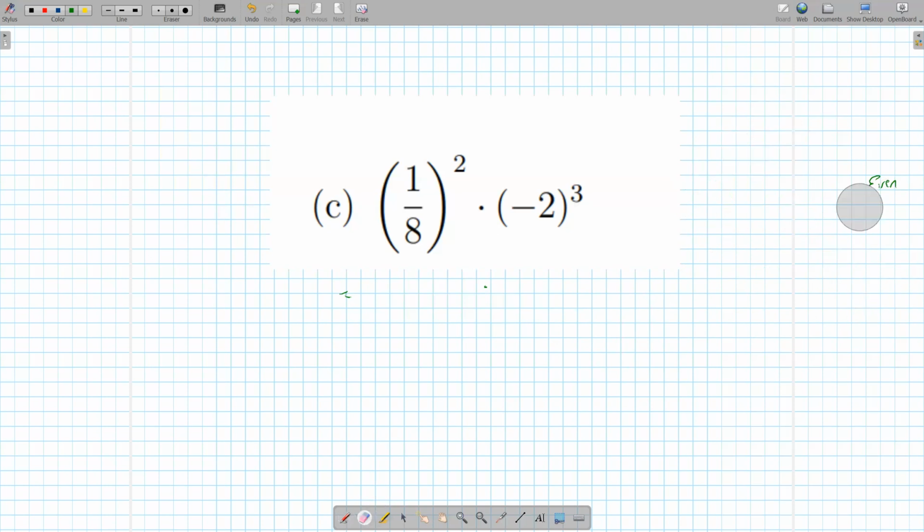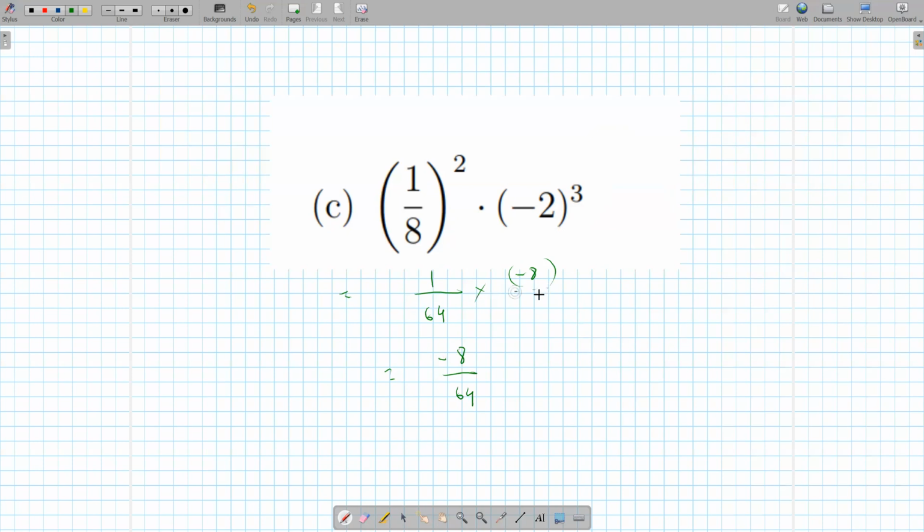We know 2 cubed is 8, or you can just do it in your head, right? 2 times 2 is 4, times 2 is 8. So -2 cubed, cubed just means power 3. It's going to be -8, okay? And then we have 1/8 whole squared. This means it's 1 squared 1, and then 8 squared 64, like that. So this is going to reduce to -8/64.